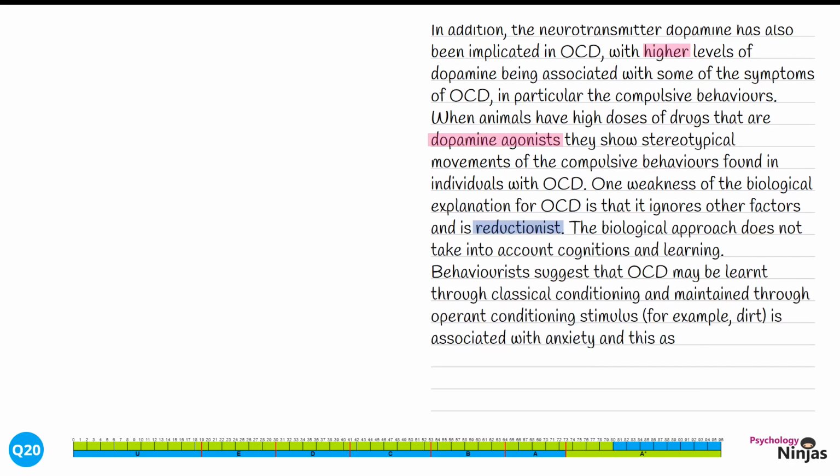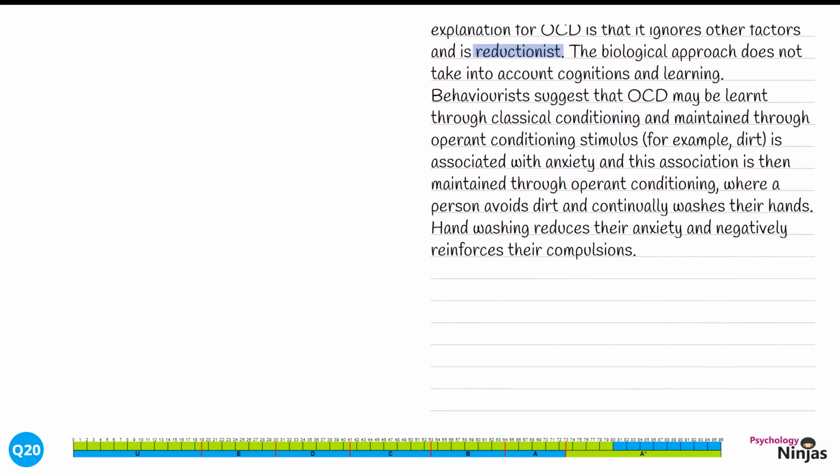The biological approach does not take into account cognitions and learning. Behaviourists suggest that OCD may be learnt through classical conditioning and maintained through operant conditioning. A stimulus, for example dirt, is associated with anxiety, and this association is then maintained through operant conditioning, where a person avoids dirt by continually washing their hands. Hand washing reduces their anxiety and negatively reinforces their compulsions.